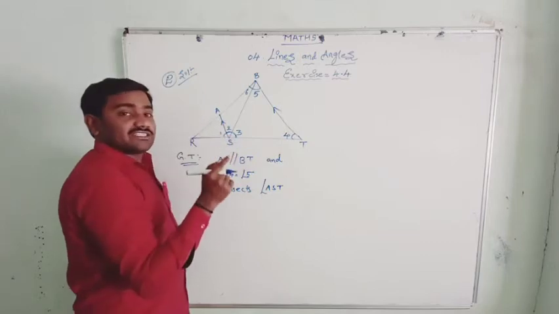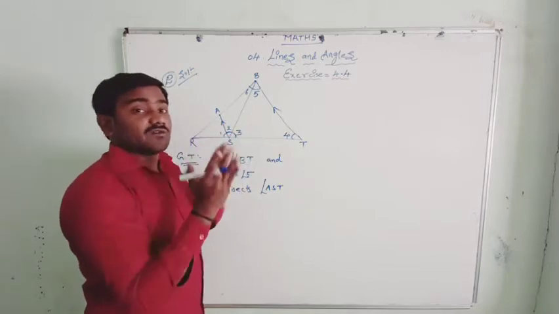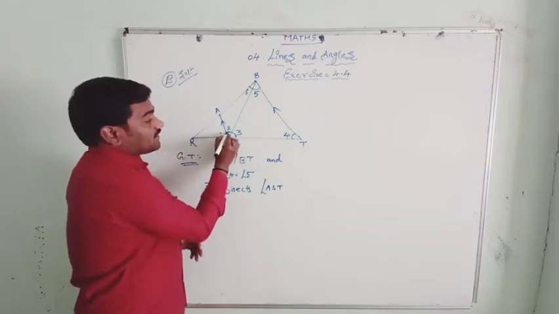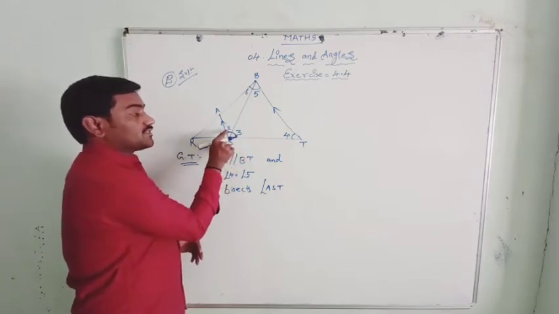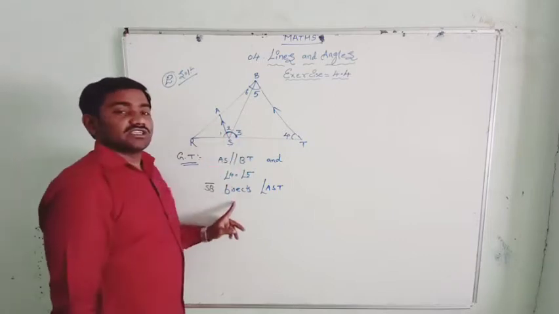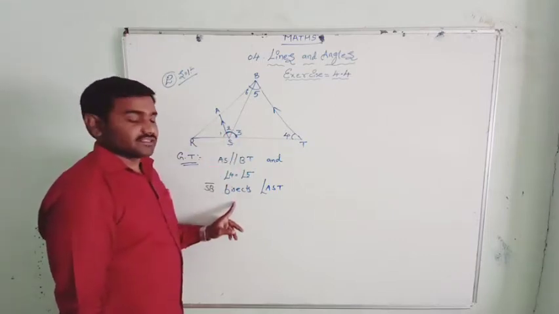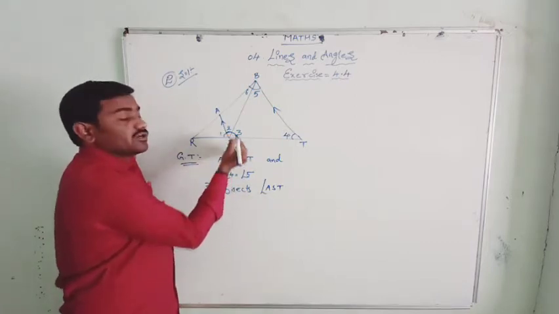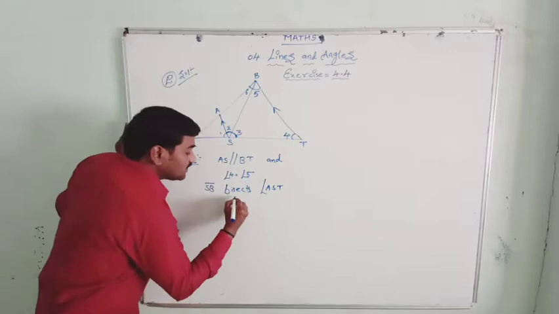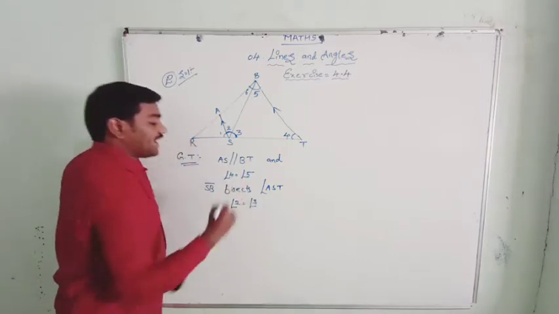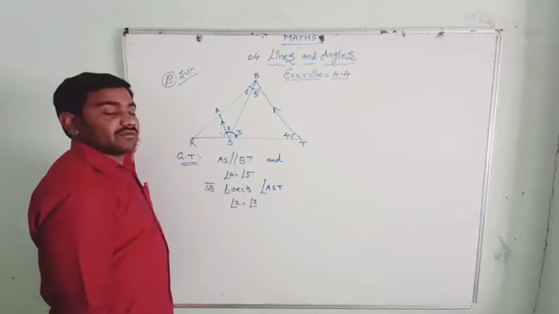So what is the meaning of bisecting? Dividing into two equal parts. So this complete angle AST is divided into two equal parts. That means angle 2 is equal to angle 3. So AST divides into angle 2 equal to angle 3. This is what is given.